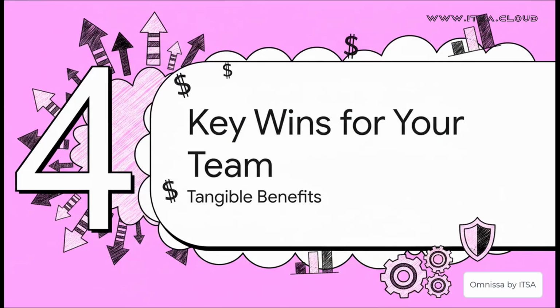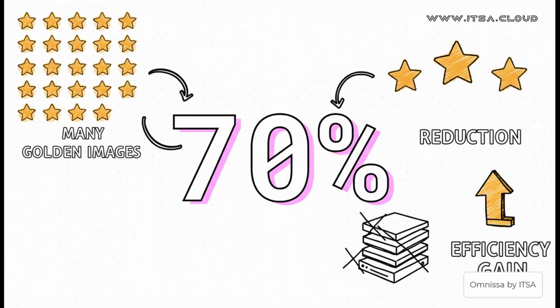Okay, so we've seen the problem and we've seen the solution. Now let's talk about the bottom line. What are the key wins here? Why does this really matter for your team and your budget? Let's just start with a big number, 70%. By moving from dozens of golden images down to just a few, organizations can see up to a 70% reduction in what they need for storage. That's a massive saving in hardware costs and a huge gain in efficiency right off the bat.